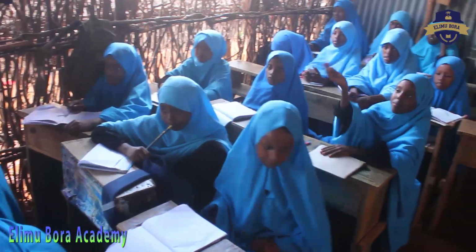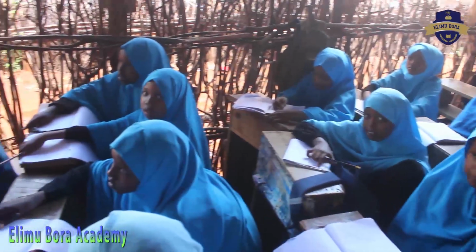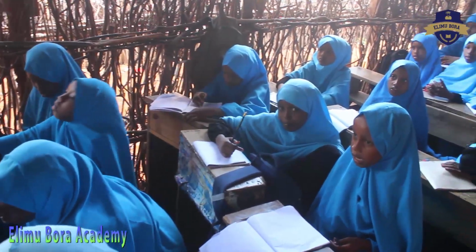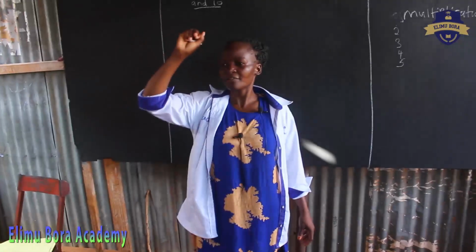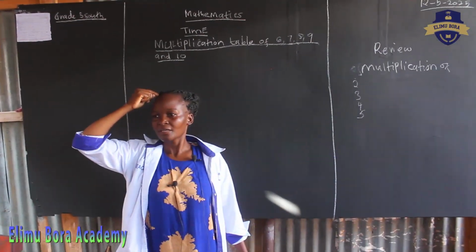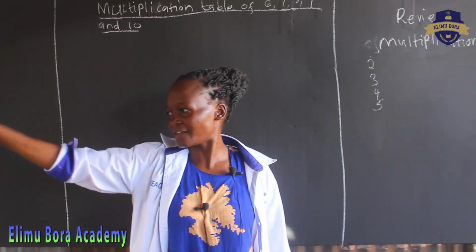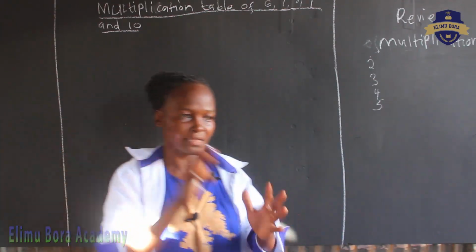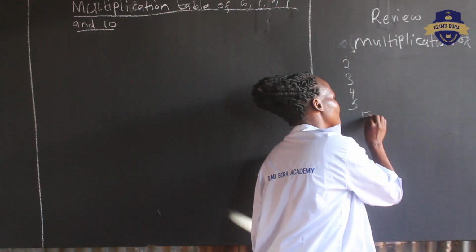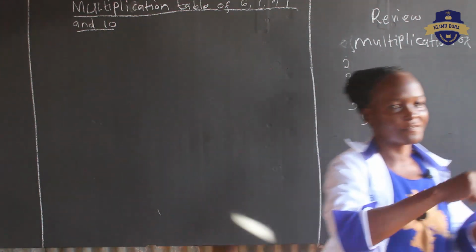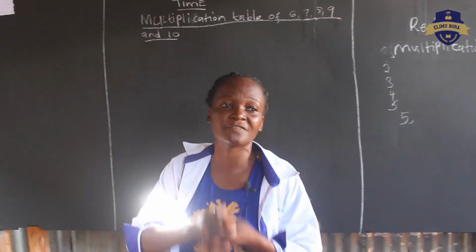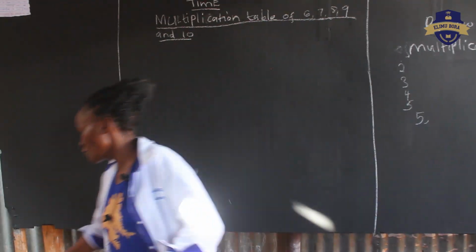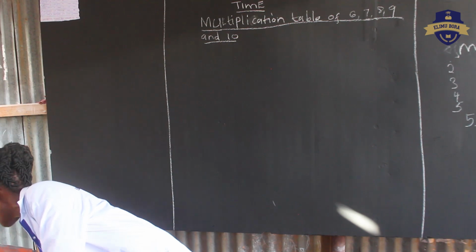It is 15. What is 6 times 6? Girls, I need an answer from you. 6 times 6, Aisha? Yes, Maida? 36. What is 5 times 7? Hamza? 35. It means you add 5 up to 7 times. We add together, we get 35. Now, we want to look at the multiplication of these numbers.